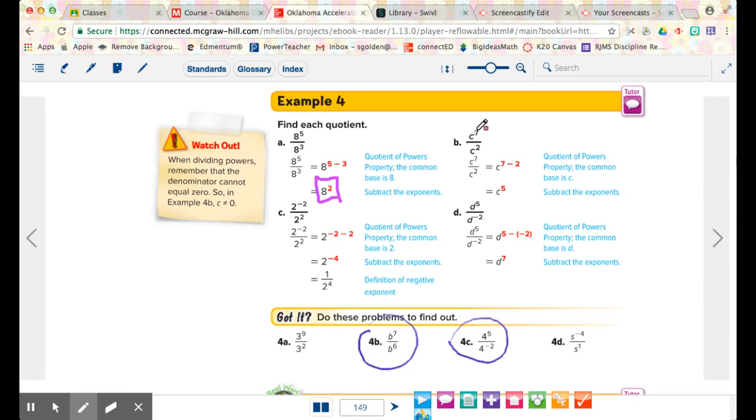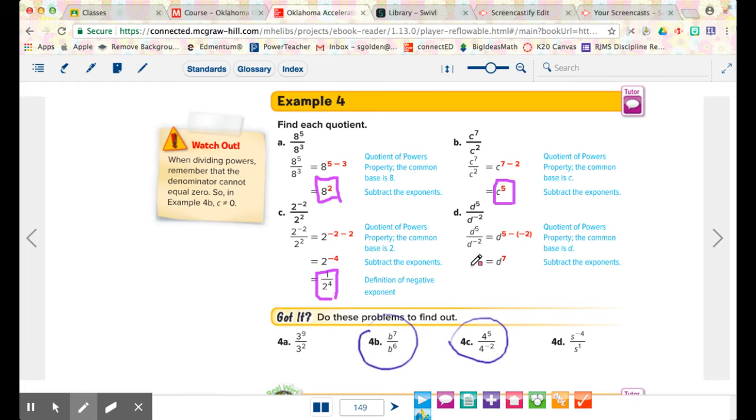Okay, so on B, we have c to the 7th power over c to the 2nd power. So that means c to the 7 minus 2, which is 5. C to the 5th power. On problem C, we have 2 to the negative 2nd power over 2 to the 2nd power. So that would be 2, and then we have negative 2, the top, minus the bottom, which is minus 2. So negative 2 minus 2 more is negative 4. So 2 to the negative 4th power. We can't have that. We have to write it with a positive exponent. So 1 over 2 to the positive 4th power.